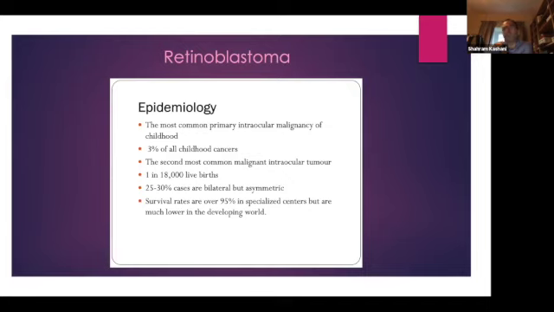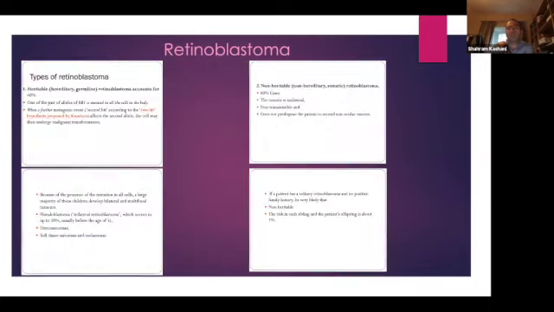Normally it occurs in 1 in 18 to 1 in 20,000 live births, and in about a third of patients it can be bilateral, but very much asymmetric, and there are good survival rates. It all depends on what kind of retinoblastoma it is, and this is a very simplistic division of retinoblastoma.